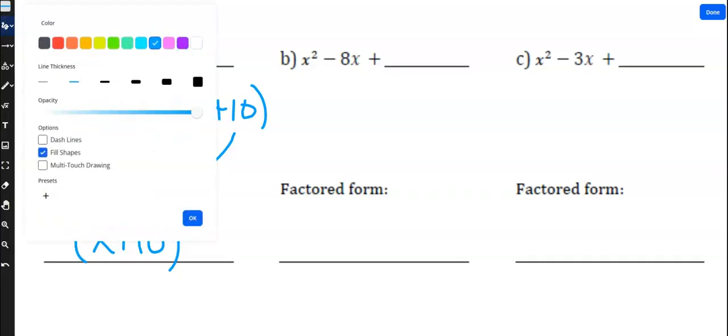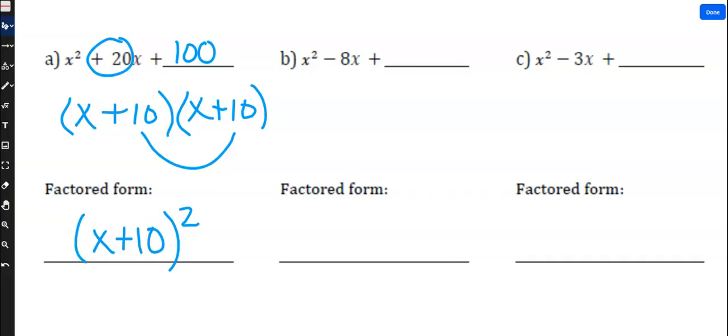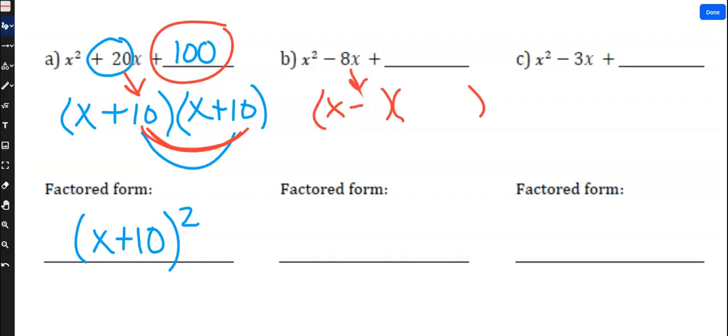So to find this number, I take the two numbers which came from this. We just took half of it and then we multiplied it times itself. So if we do that same logic on the next one, what's half of negative 8? Well, that would be negative 4. If you take negative 4 times negative 4, you know that this was a 16. And we know that we can write that x minus 4 squared.